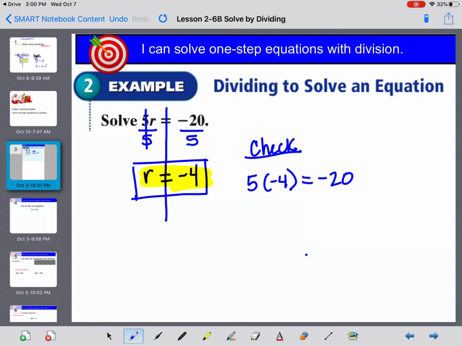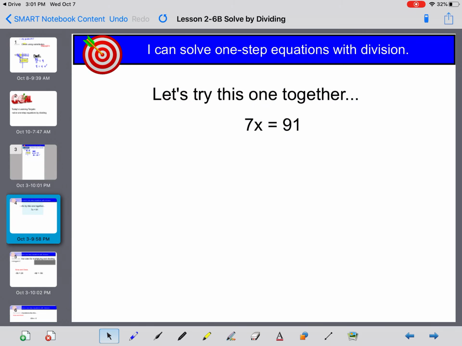5 times negative 4, does that equal negative 20? Remember your multiplying negative rules. First, I multiply like normal, and I decide if the answer should be positive or negative. Positive times a negative is a negative answer. Negative 20 equals negative 20. Since my answer checks out, I know that negative 4 is correct.